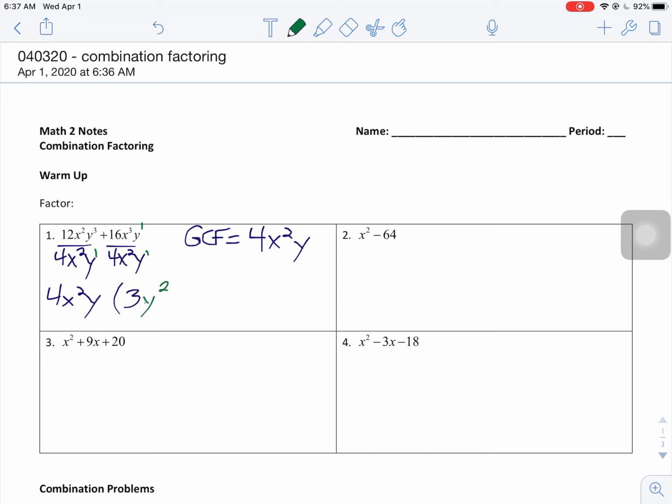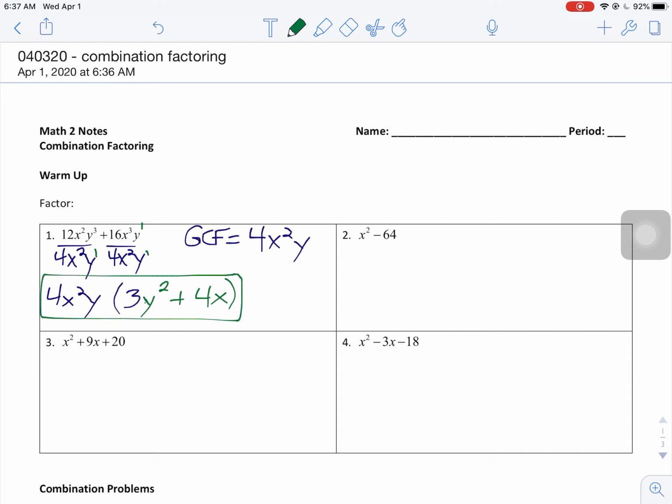In the back, 16 divided by 4 is 4. X to the third divided by x squared is x to the invisible 1, but I'll just write x. And then y divided by itself cancels out to 1. If you multiply this back out, you should get what you started with.